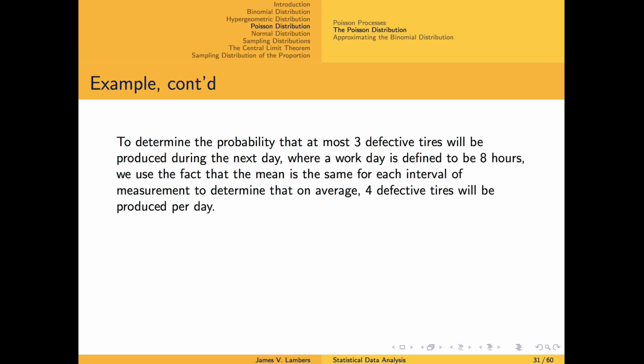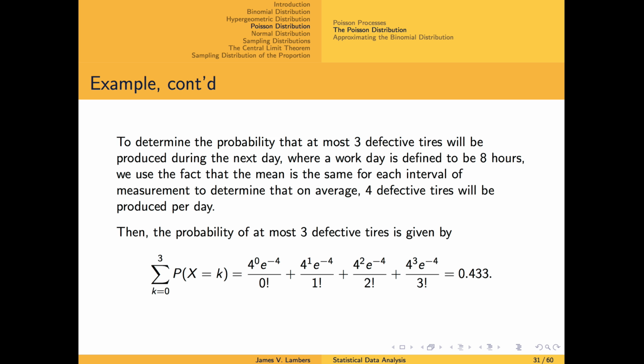Now, what about the number of defective tires produced during an 8-hour workday? Because the average number of successes is the same for any two intervals of the same size, we can simply scale the given mean of 0.5 defective tires per hour to a whole day. So the average number of defective tires during an 8-hour workday is 8 times 0.5, which equals 4. Then, we can use a probability mass function to determine the probability of producing at most 3 defective tires per day, which is the same as the sum of the probabilities of producing 0, 1, 2, or 3 defective tires.